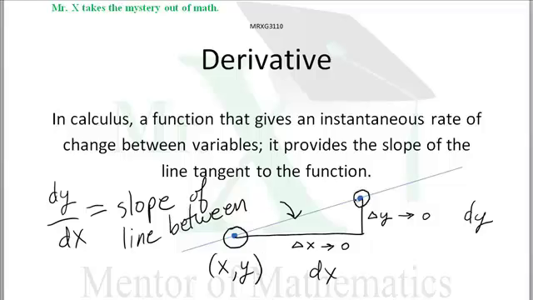and this point would simply be x plus delta x, y plus delta y. And since this delta x and delta y are incredibly small, then dy dx gives us the slope of the line in between.